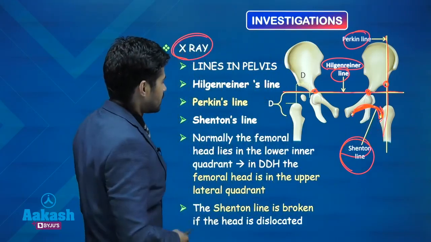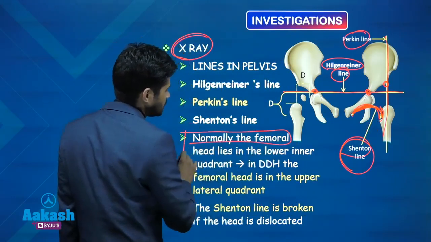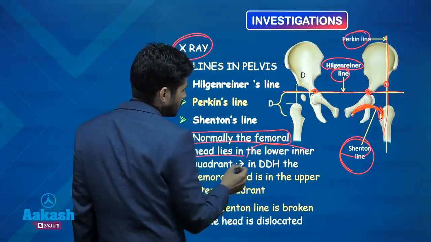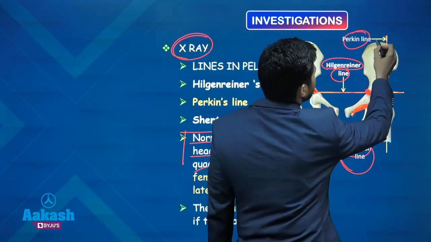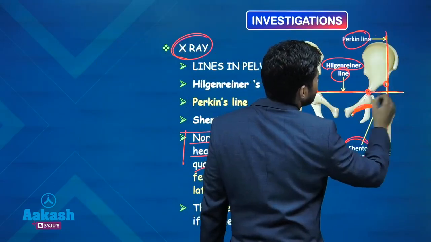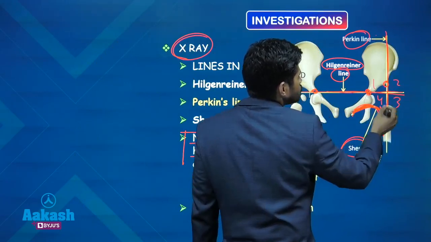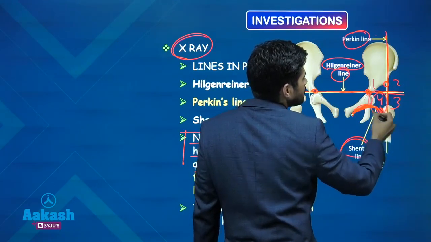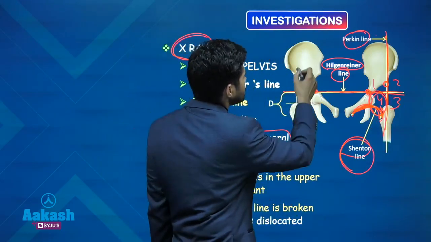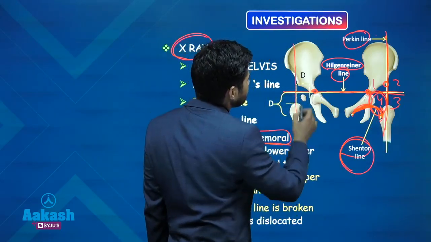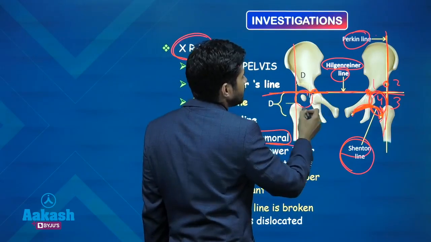Okay, Shenton line. Normally the femoral head lies in the lower inner quadrant. If we divide with the Perkin line and Hilgenreiner line into 4 quadrants, 1, 2, 3, 4, normally the head lies in the lower inner quadrant. You can see it here. This is the Perkin line, this is the Hilgenreiner line. So here is the head.